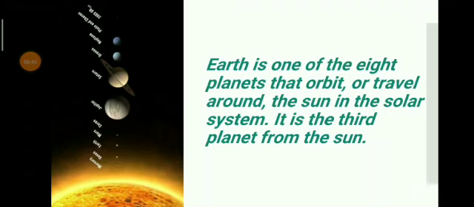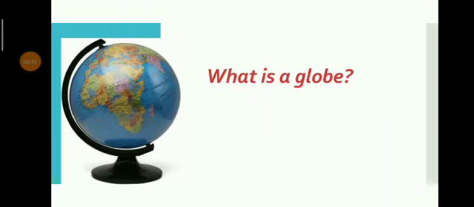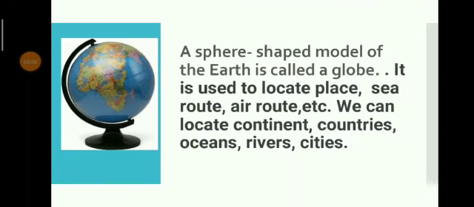My dear students, do you know what is the globe? Students, as you all know, the earth is very big. We cannot see the entire earth at a time. Therefore, we have to make a model to study it. A sphere-shaped model of the earth is called a globe. A globe is very useful to study the different places on earth. It is used to locate place, sea route, air route. We can also locate continents, countries, oceans, rivers and cities.